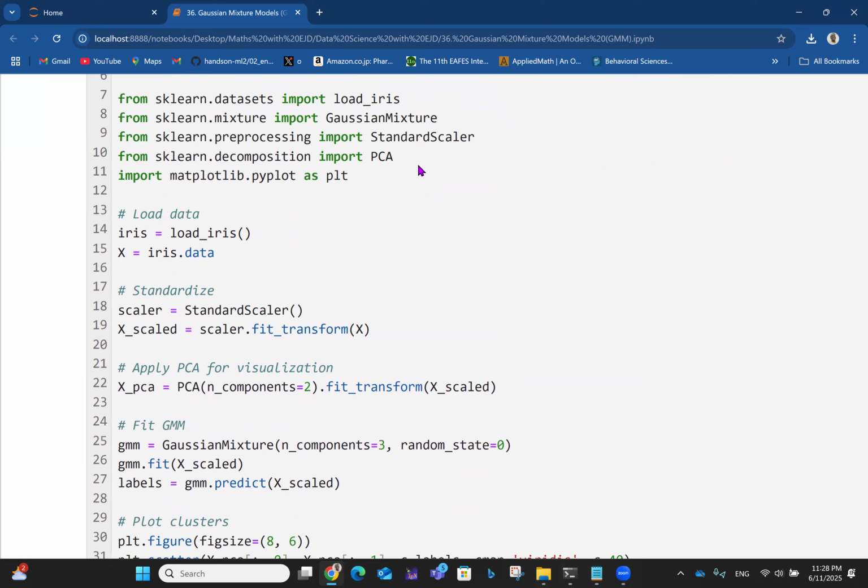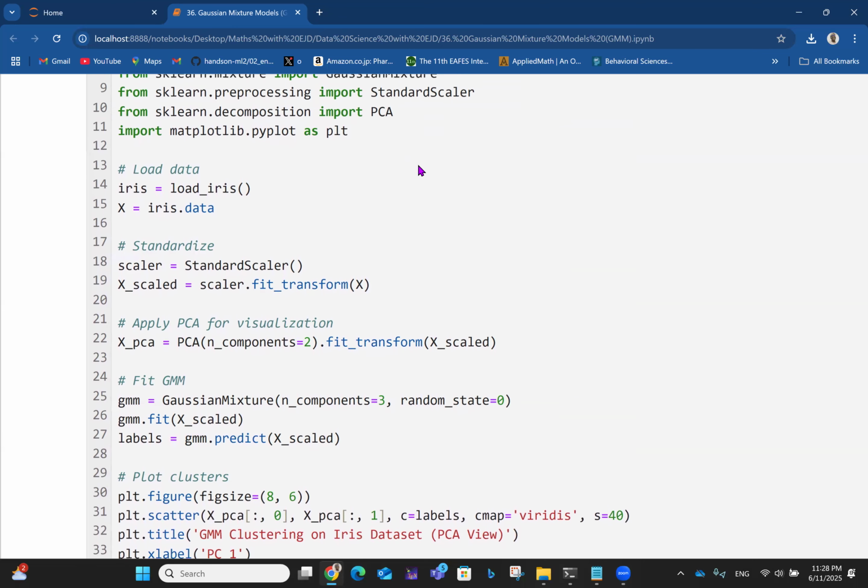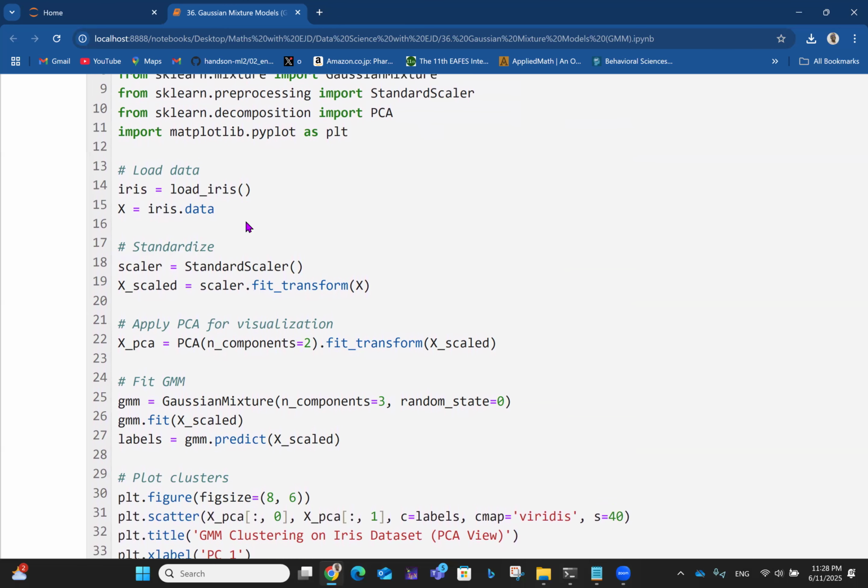PCA is principal component analysis, which is actually what we're going to see. In fact, this is the last video for now under clustering. From the next video, we'll be talking about dimensionality reduction, and PCA is one of the things you get to talk about under dimensionality reduction, but we need it here to visualize. So here we load the data. We've done this a couple of times. So iris is load_iris, X is iris.data.